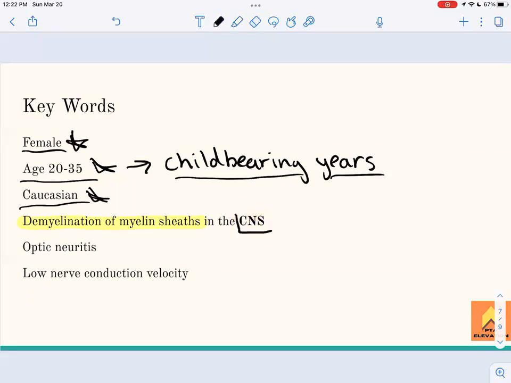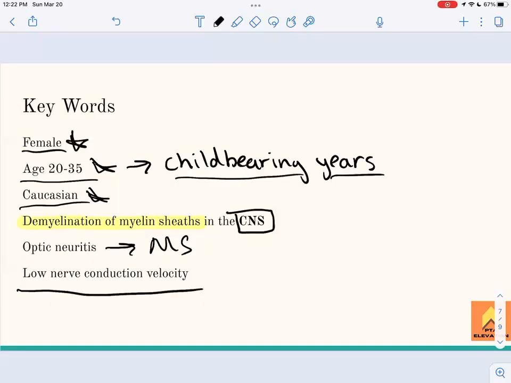CNS, that's the super important thing. And then optic neuritis is one of those things. We see optic neuritis, we have MS probably, because it's one of those things that really only shows up with MS. I mean, there are some other really random causes, but for us being PTAs, we just have to understand, okay, we have a patient with MS, they might have some visual problems. We have to be careful because they might be legally blind. So just being careful. And then it's going to cause a low nerve conduction velocity.